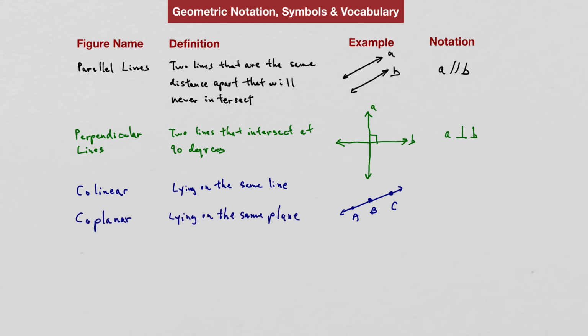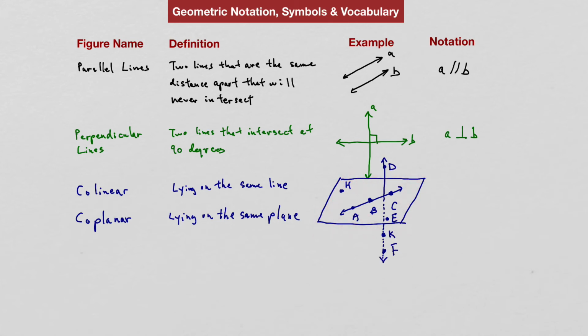And then coplanar would be sets of points that are lying on the same plane, and that's why it's called coplanar. So here would be an example. We see that points A, B, and C are collinear to this line. It is also coplanar because it is also part of this plane. And then points H and E are also considered coplanar because they're all part of this plane.